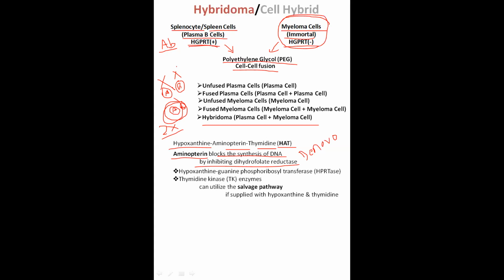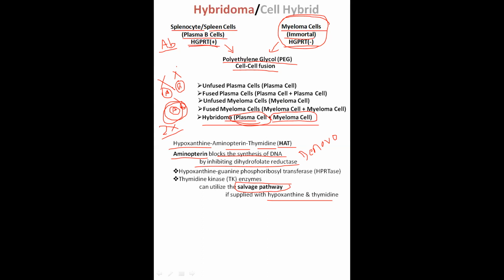The myeloma cell is HPRT negative. So what is HPRT positive? HPRT is hypoxanthine guanine phosphoribosyl transferase, and the cell also contains thymidine kinase. So in the presence of hypoxanthine and thymidine, it can utilize another pathway, the salvage pathway, to prepare its nucleic acid. When the cell is HPRT positive and grown in the HAT medium supplemented with hypoxanthine and thymidine, it can prepare the nucleic acid. So the plasma cells are able to use the salvage pathway, and the myeloma cell will give the character of immortalization.